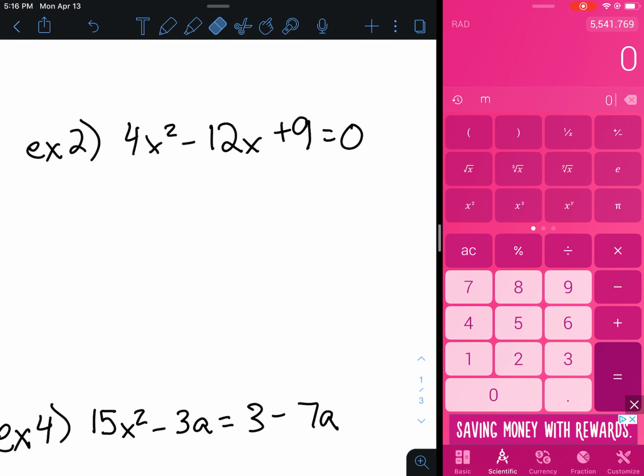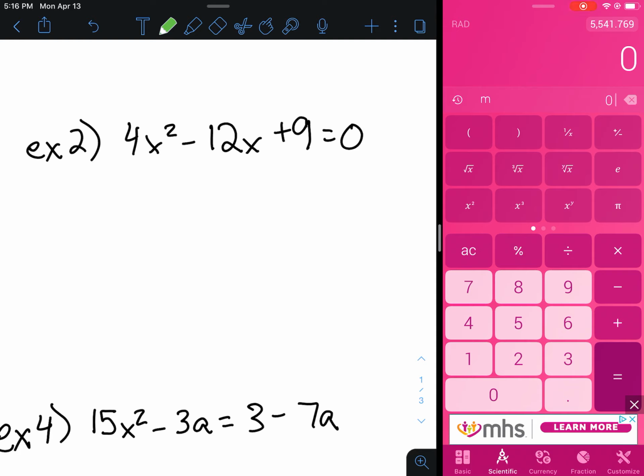All right, so here is our second example. We have 4x squared minus 12x plus 9. Now, this is called the perfect square method. Both 4 and 9, so our a and our c term, are perfect squares. If you didn't notice that, you can do the bottoms up method and you will get the exact same answer.